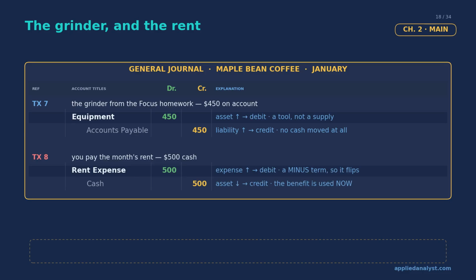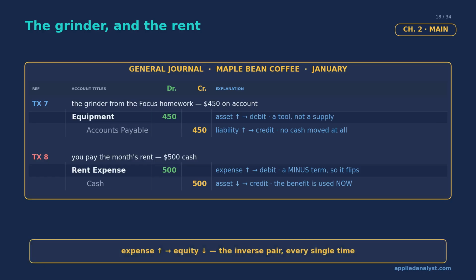Transaction 8, rent, $500. The month of space is already gone. There is nothing left to own, so that is an expense. And expenses grow on the debit side. Debit rent expense, credit cash. Expense up, equity down. The inverse pair live in front of you.